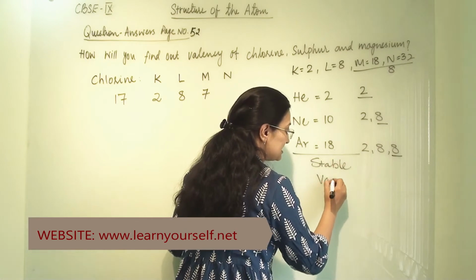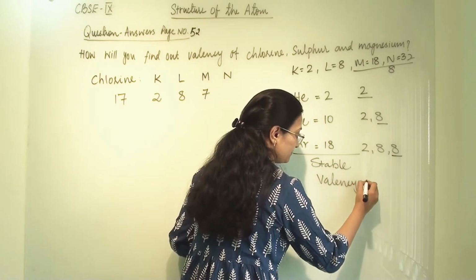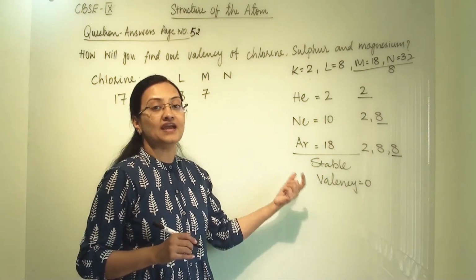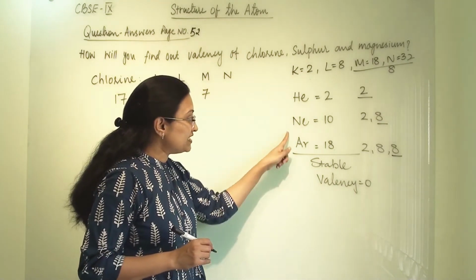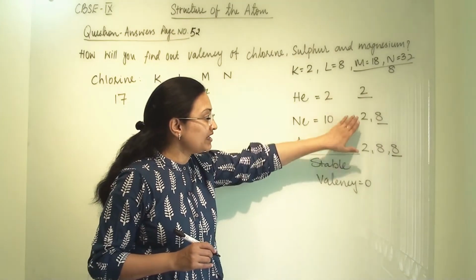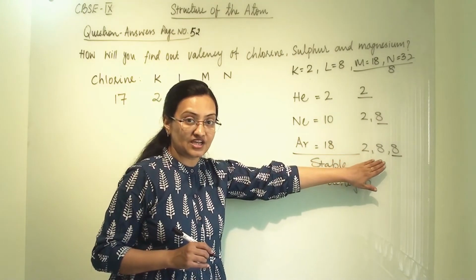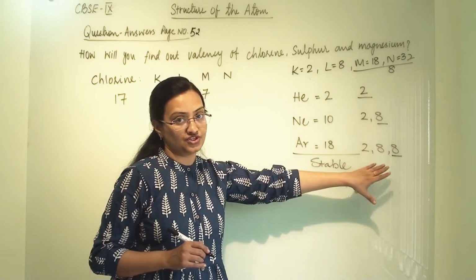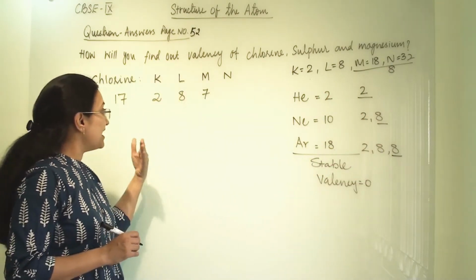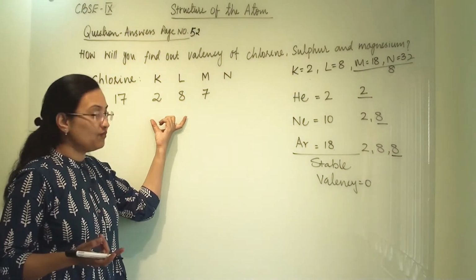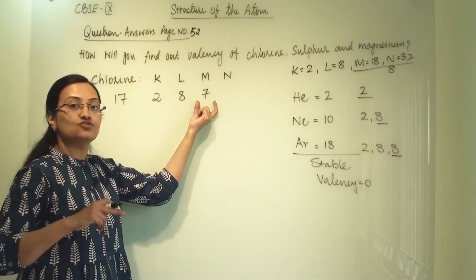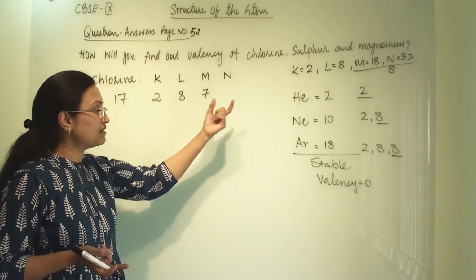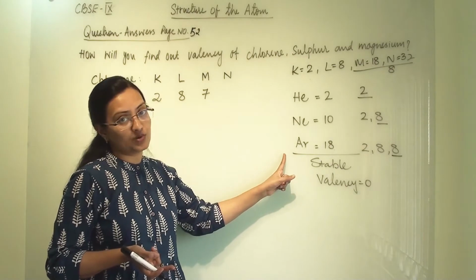Their valency is 0. Their combining capacity is 0. They are not reactive, so that's why they are stable. Because whatever electrons they want in their shell, they have. They have a completely filled outermost shell. Now, an atom is reactive when its outermost shell is not completely filled. So it wants to become stable, like the nearest noble gas.